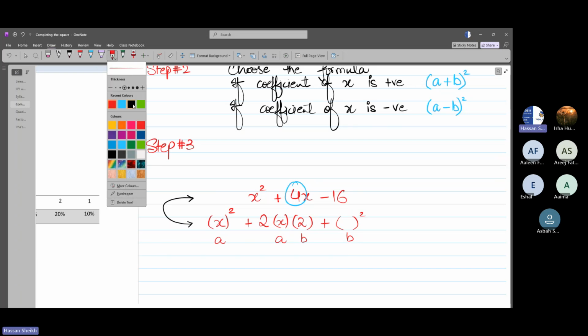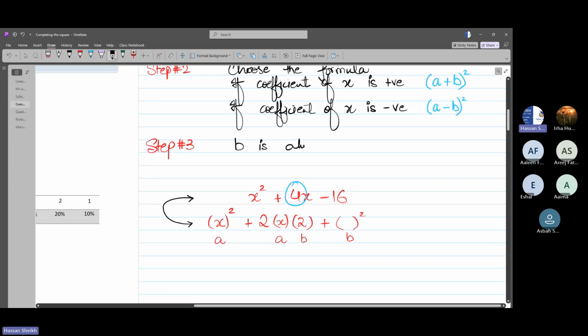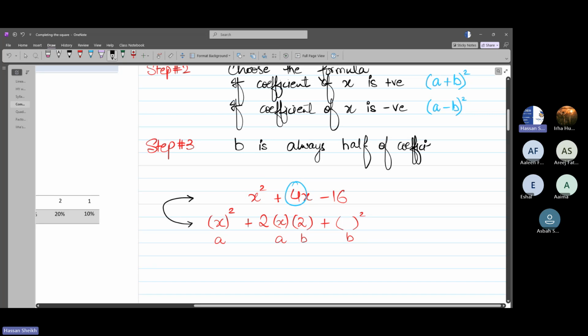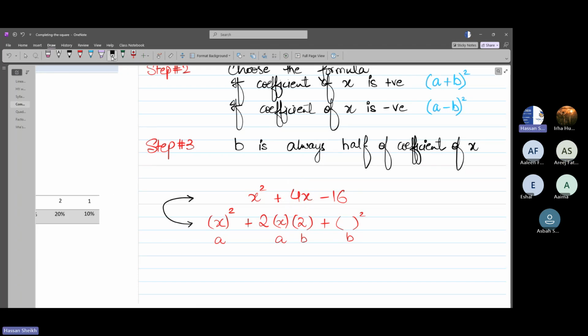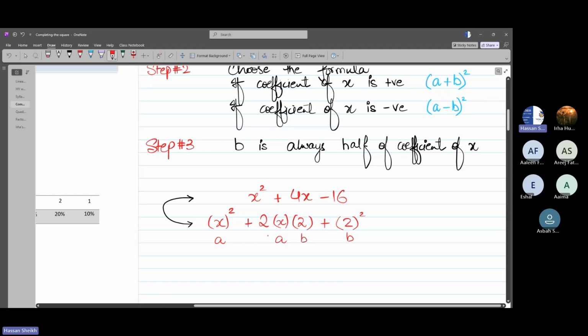B is always half of the coefficient of X. So what is the coefficient of X in my expression? 4, and half of 4 is 2. So B is 2. Okay, done. And then 2 here as well.